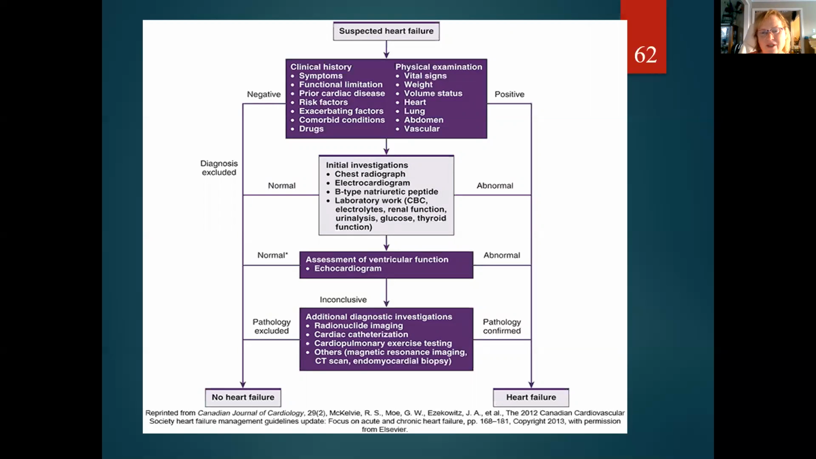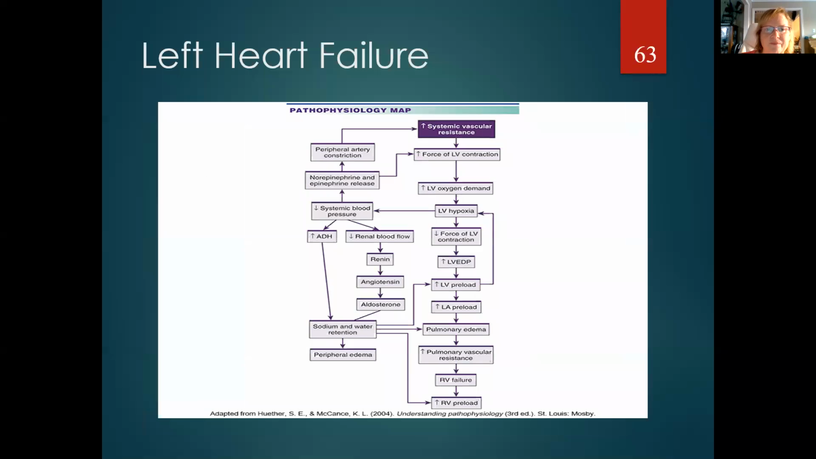Cardiac catheterization even, some other exercise stress testing, a CT scan, other things. But often at this point, we've got our diagnosis. And remember, all along this side, if we see positive things from all of our investigations here, we're going to move down that line towards heart failure. If all of these are ruled out, then something is going on, but it's not heart failure.